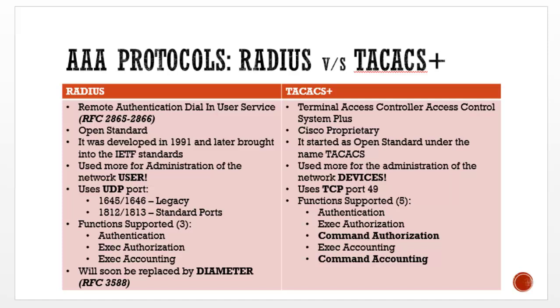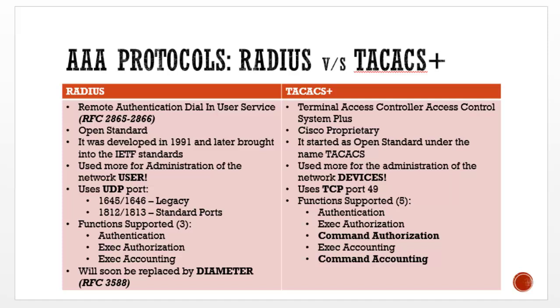RADIUS is used more for the administration of the network user. We will see what this means when we do our practicals a little later in the series. But for now, just remember that RADIUS is for network users. And RADIUS also uses UDP ports 1645 and 1646 for legacy, and 1812 and 1813 for standard ports.